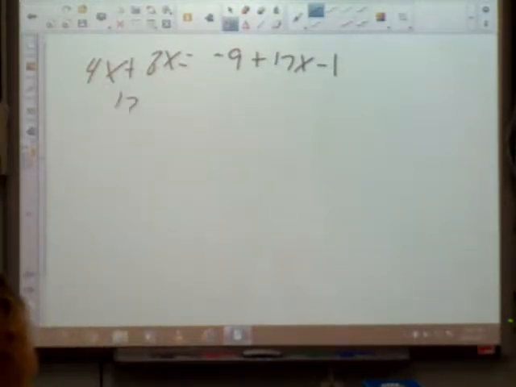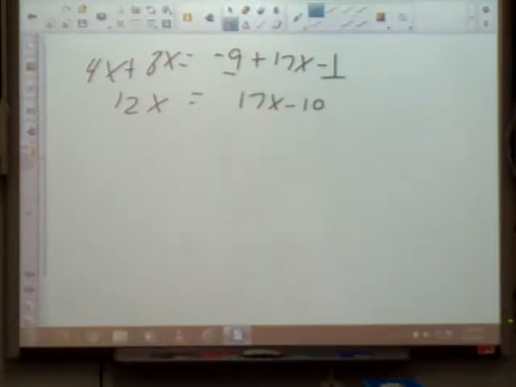Anytime I've got like terms, I try to combine those first. Okay? On the right side of the equal sign, are there any like terms over there, Aaron? Good, those constants, you can combine those. So we have 17x minus 10. Cool, cool. All right, what would we do there, Michael? We've got a two-step middle school equation here. Okay, what do we think we do?